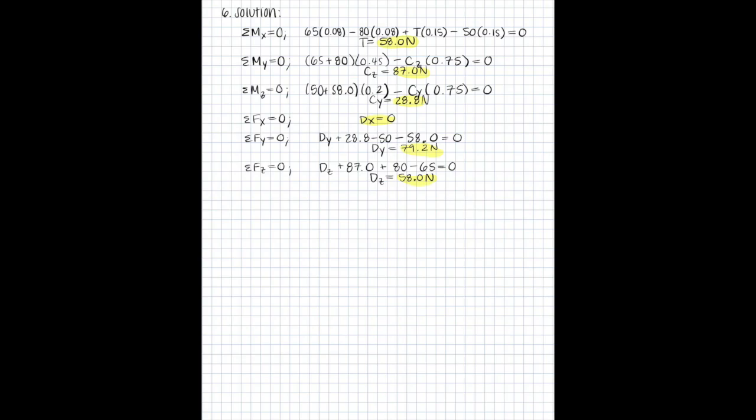And then you would do the sum of forces in Z equals 0, so DZ plus 87.0 plus 80 minus 65 equals 0, and that results in 58 newtons at DZ. And that completes how to solve this problem.